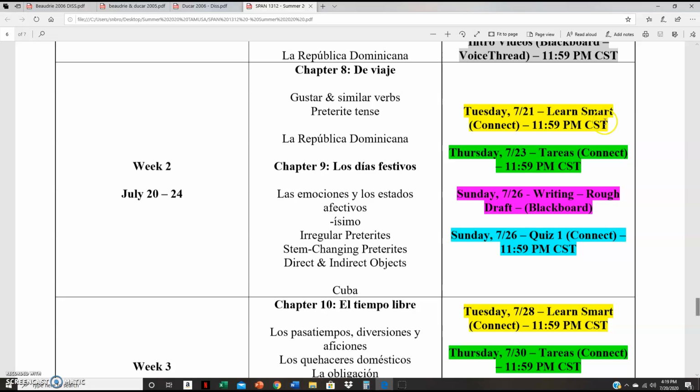You have LearnSmart through Connect on Tuesday, the Tareas on Connect by Thursday, the Blackboard rough draft on Sunday, as well as Quiz 1, which will be through Connect, that you need to work on with a partner. So what you need to do is very, very important. You need to get with your partner that you see in Connect and see if you can set up a time that works for both of you or all 3 of you before Sunday, okay?